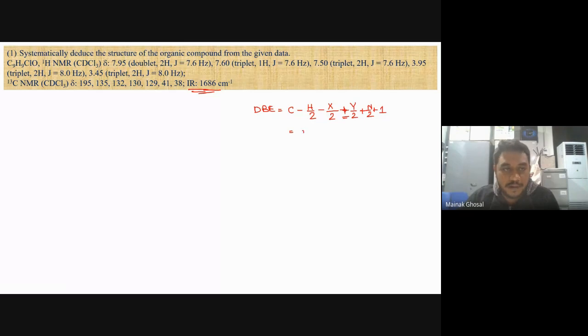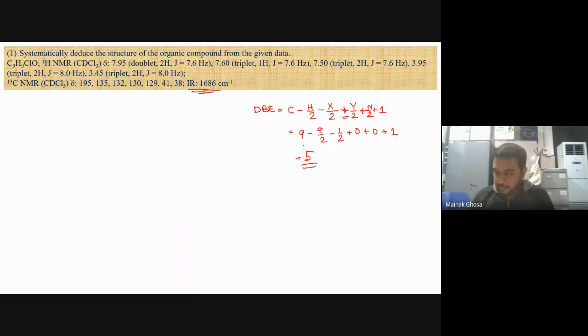So now put the number of carbons, 9, minus 9 by 2. One heteroatom will be there, half. What is the heteroatom? This chlorine. No trivalent heteroatom, 0. No nitrogen, 0. Plus 1. So 9, 10, 5, 4, 5. Yes, it's 5. So in your system you have 5 double bond equivalents.